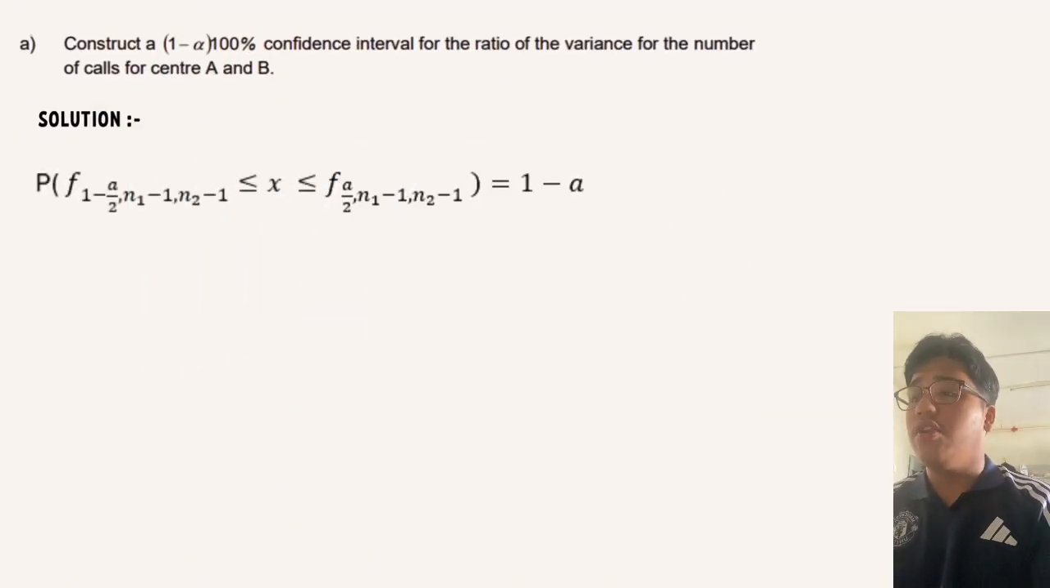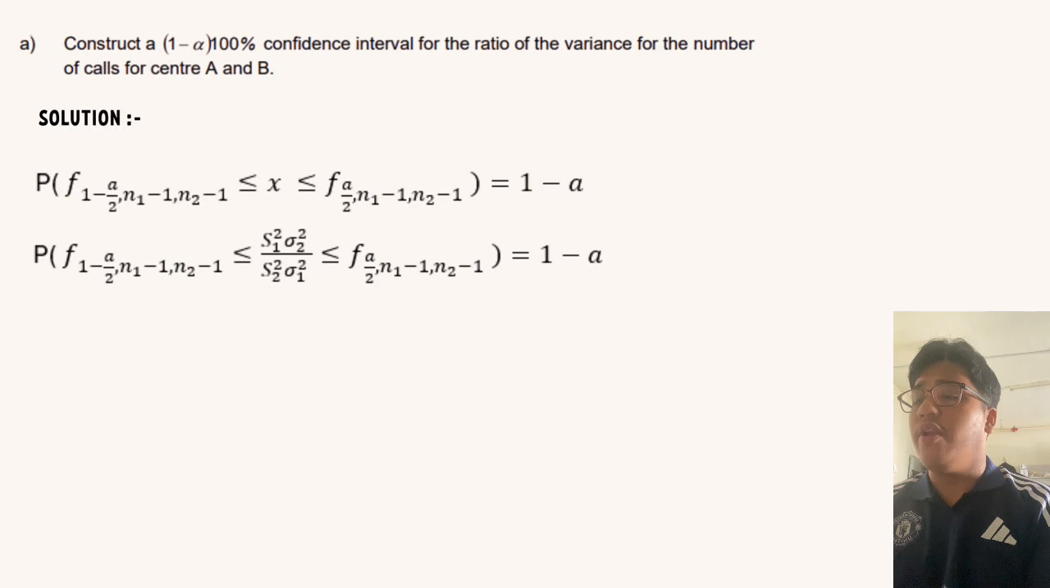Question 2A. Construct a 1 minus alpha 100% confidence interval for the ratio of the variance for the number of calls for center A and B. First we need to use the formula: F sub 1 minus alpha over 2, with n1 minus 1 and n2 minus 1 degrees of freedom, less than or equal to F less than or equal to F sub alpha over 2, with n1 minus 1 and n2 minus 1, equal to 1 minus alpha. After that, we substitute F with the formula: variance of sample 1 times variance of population 2 over variance of sample 2 times variance of population 1.